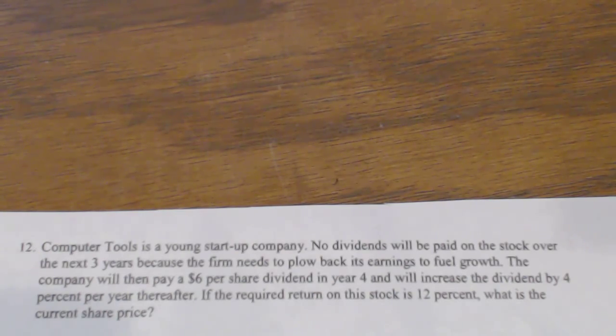The company will then pay a $6 per share dividend in year 4 and will increase the dividend by 4% per year thereafter. So that's the constant dividend growth rate formula, but starting in year 4. If the required return on the stock is 12%, what is the current P0 share price?